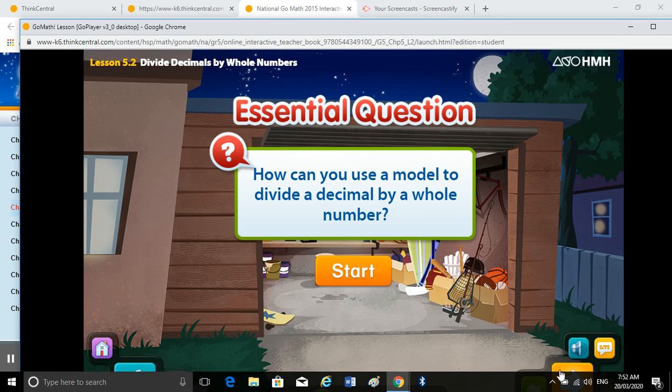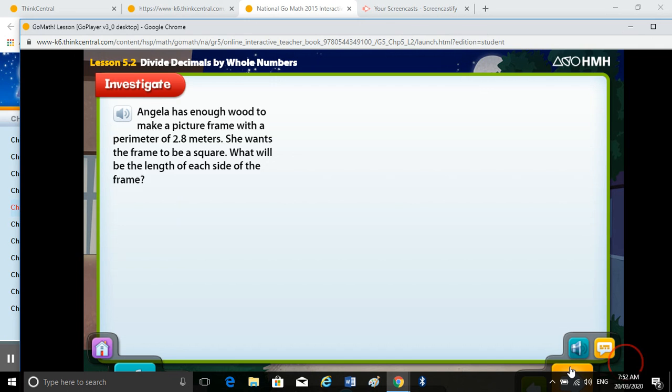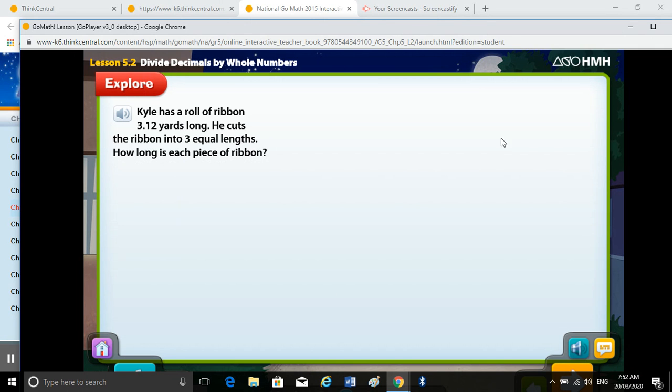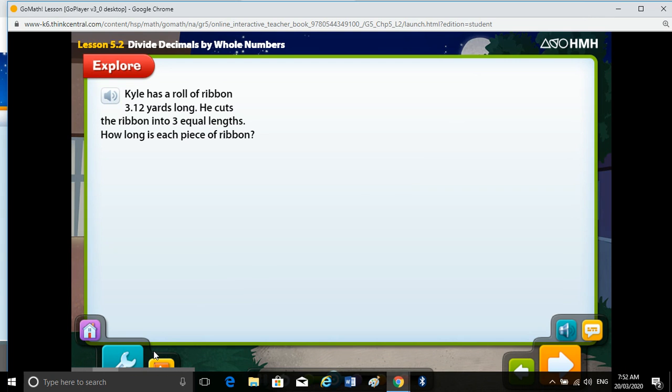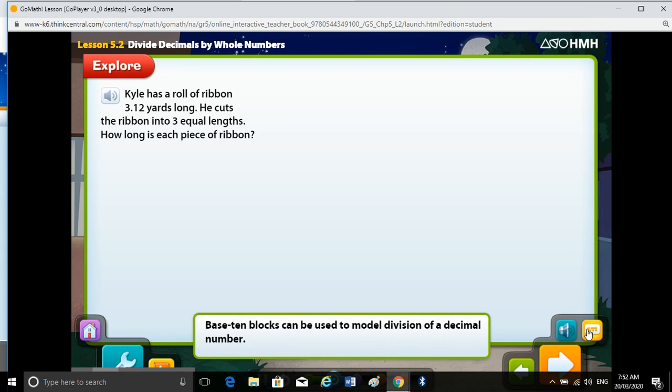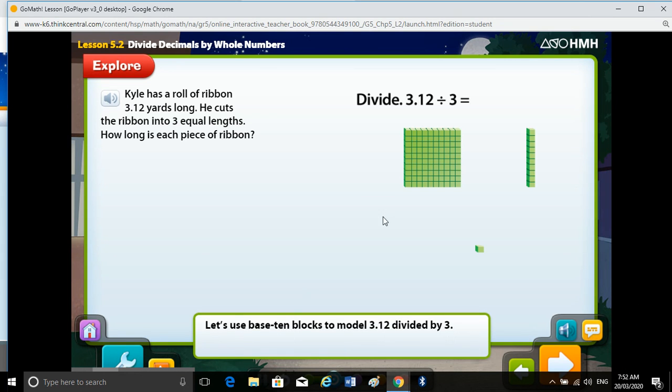Let's continue the lesson. A decimal model. Base 10 blocks can be used to model division of a decimal number. Let's use base 10 blocks to model 3 and 12 hundredths divided by 3.